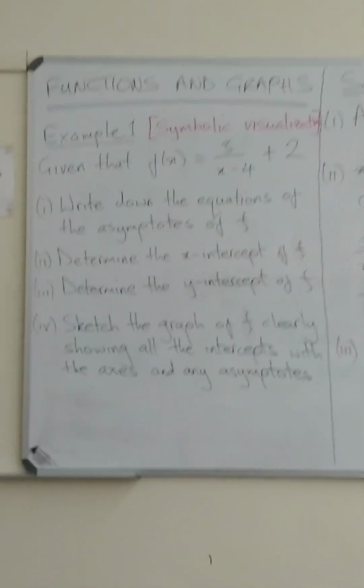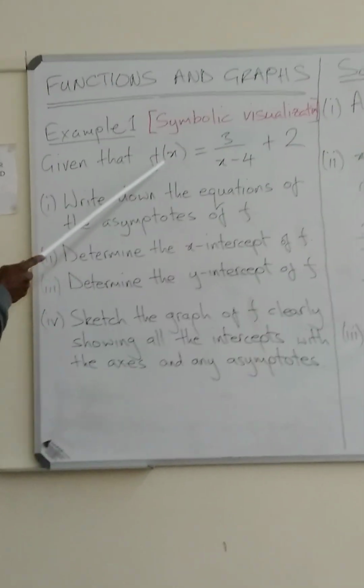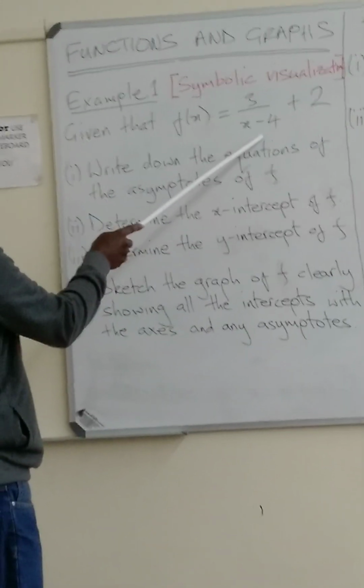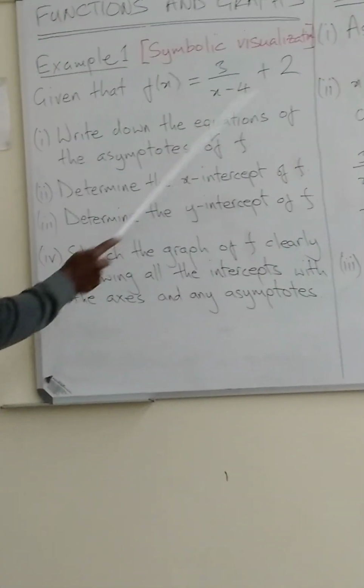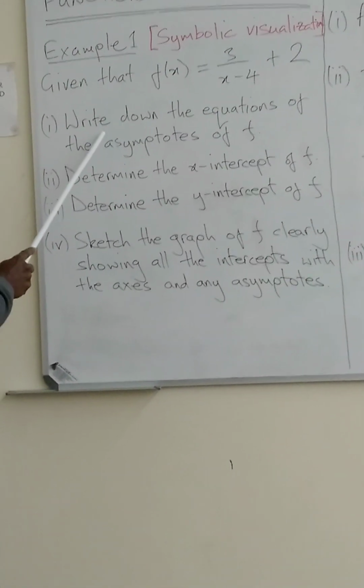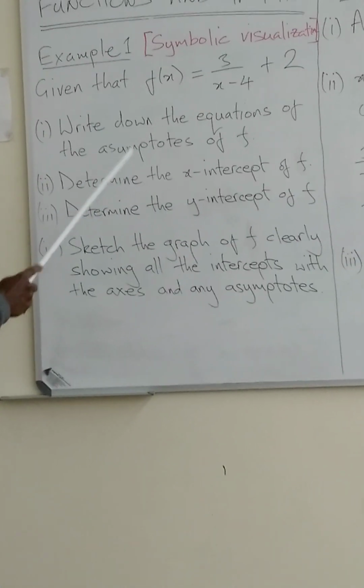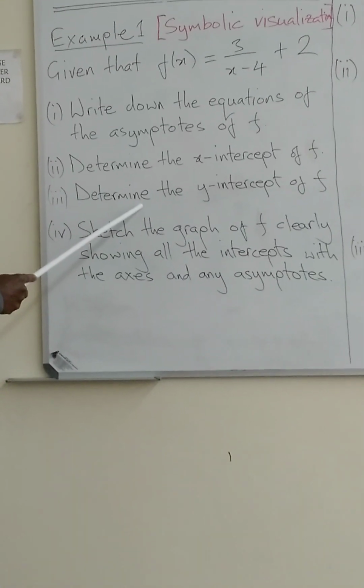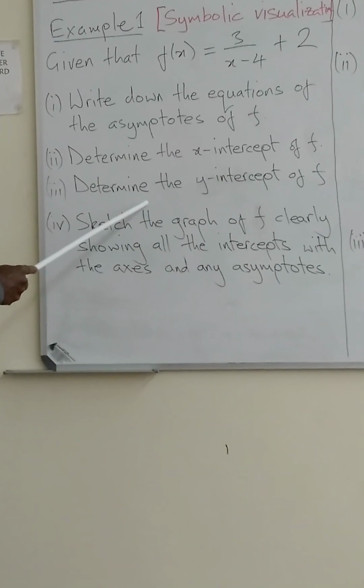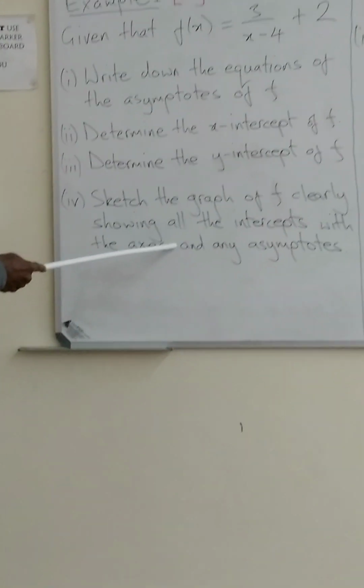In the first example, we are given the function f of x is equal to 3 over x minus 4 plus 2. And in part 1, we are asked to determine the equations of the asymptote. Part 2 and 3, we are asked to determine the x and y intercept. And part 4, to sketch the graph.